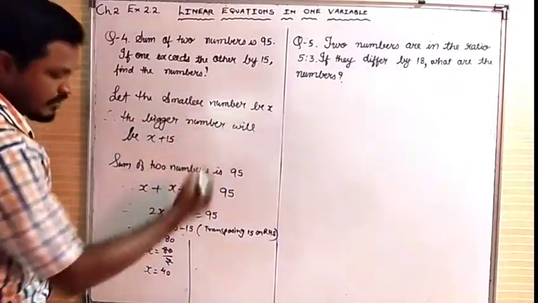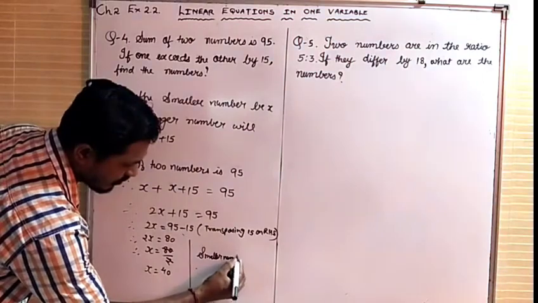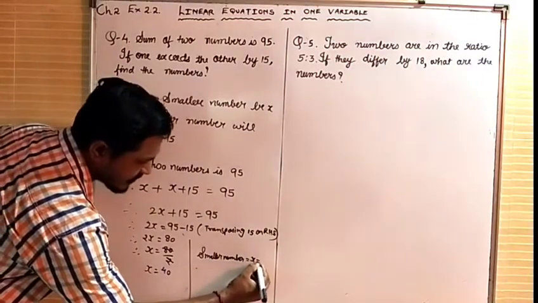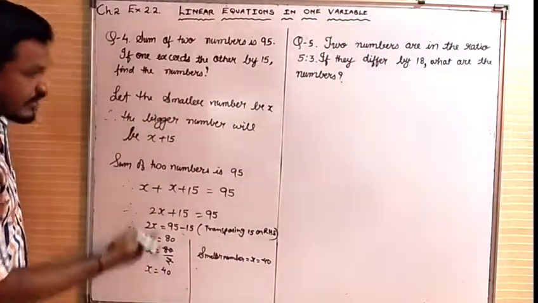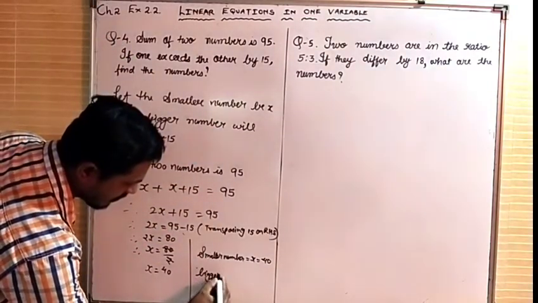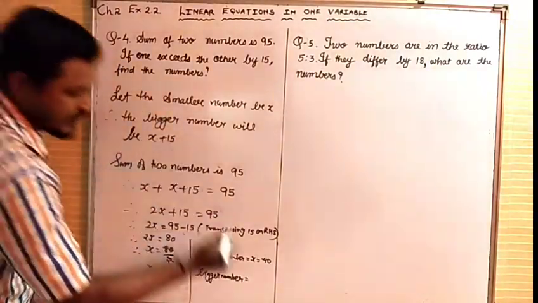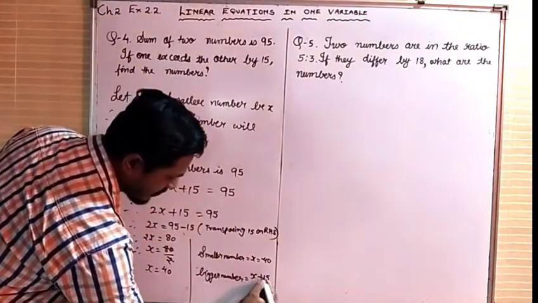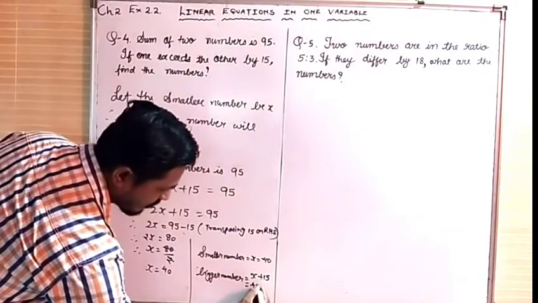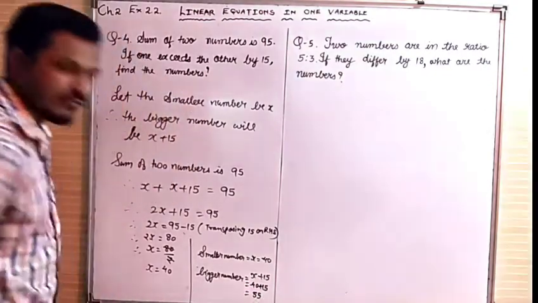Therefore, the smaller number, which is x, equals 40, and the larger number, that is the bigger number, equals x plus 15. The value of x is 40. 40 plus 15 is 55.